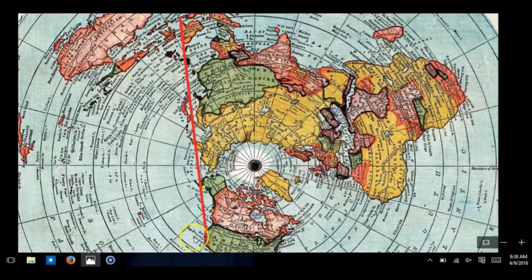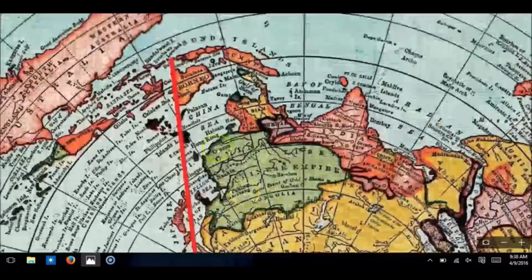If you look at it on a flat Earth map, and you're going from Bali to LAX here in Los Angeles, Anchorage, Alaska is on the way. So if somebody had a baby on the plane and they had to stop somewhere, this makes perfect sense.